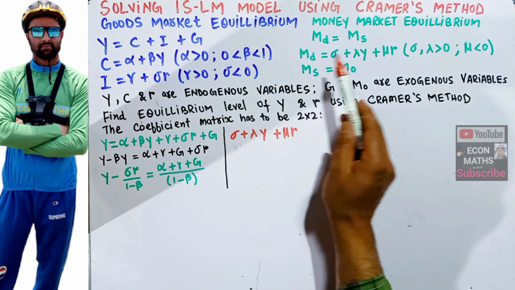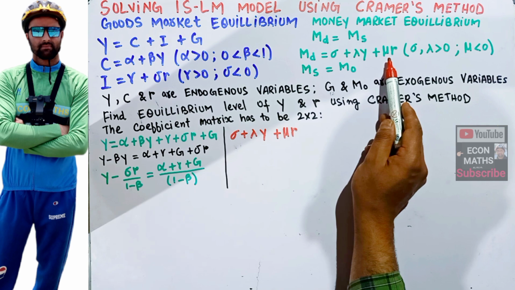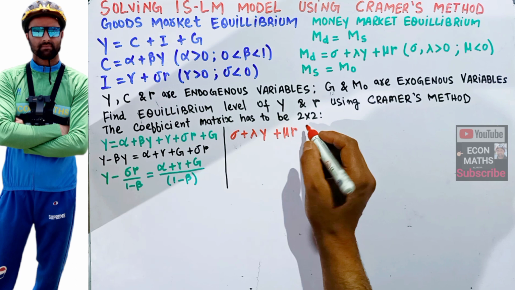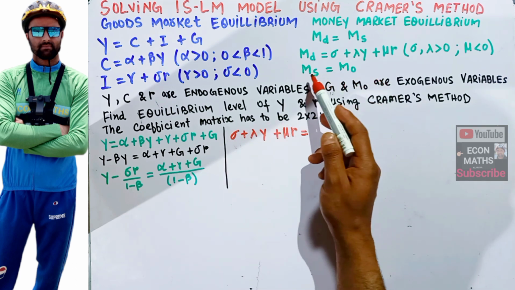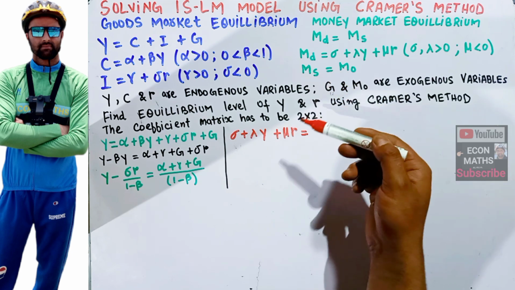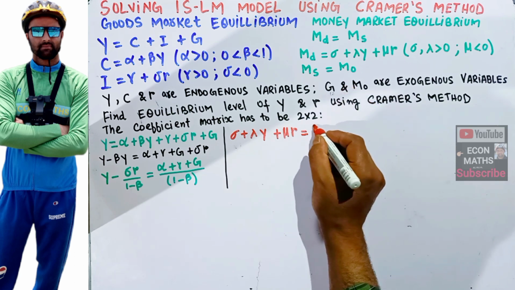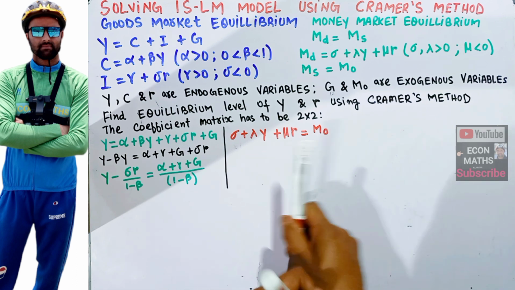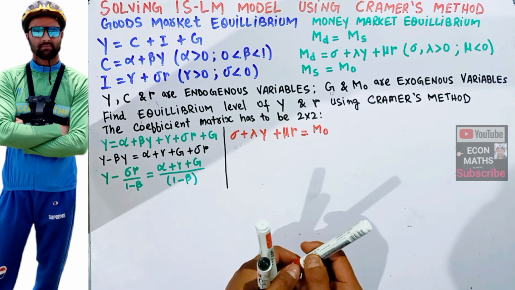That means demand for money is a positive function of income and a negative function of rate of interest. Why negative function of rate of interest? Because our mu is less than 0, so it is negative here. And it should be equal to supply of money. Supply of money is an exogenous variable, fixed by the government. We have m naught as the supply of money. We need to solve this equation also for y and r.